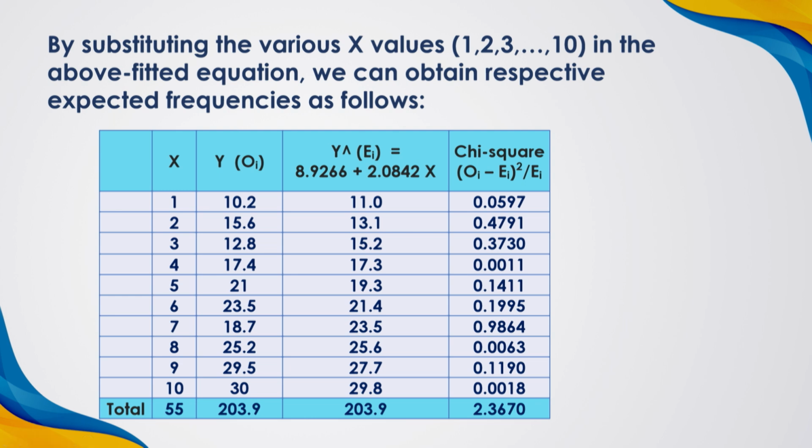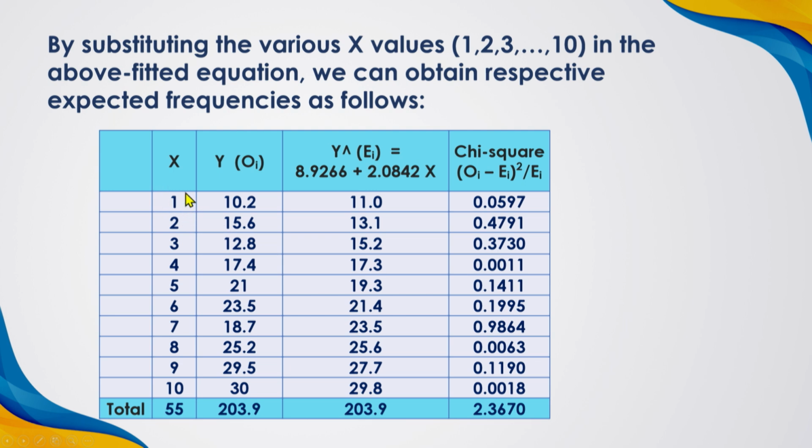Now I have my fitted equation. The next thing is to substitute all your values into that. You can see the first column here. By substituting the various x values 1 to 10 in the above fitted equation, we can obtain the respective expected frequencies as follows. Here capital X is your values and Y is your observed frequency, as I mentioned earlier, OI. Now you have to calculate your Y cap, that is your EI, expected frequency, through the fitted equation which you got in the previous case, that is 8.9266 plus 2.0842 into capital X.